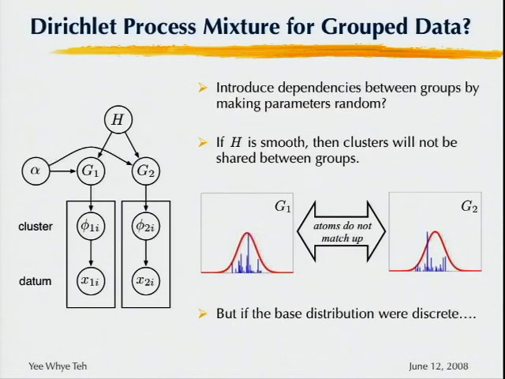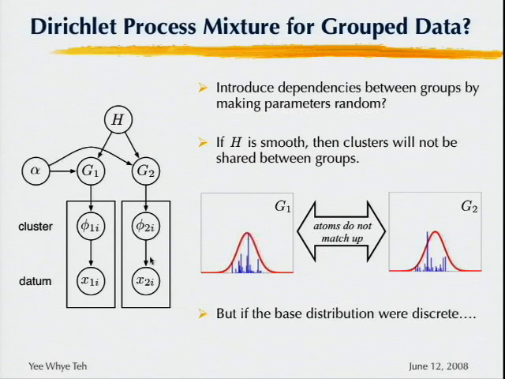As I said, we want to cluster the data points in each group using a Dirichlet process mixture. So here is a simple example in which you have two groups. For group 1, you might have a draw from a Dirichlet process G1, which gives you a Dirichlet process mixture to model group 1. And then for group 2, you might have a separate Dirichlet process G2, which gives you a Dirichlet process mixture for group 2.